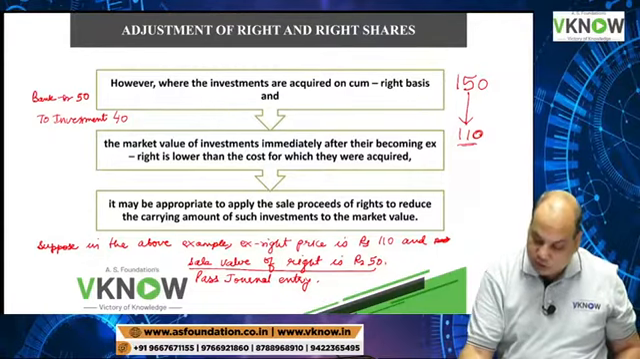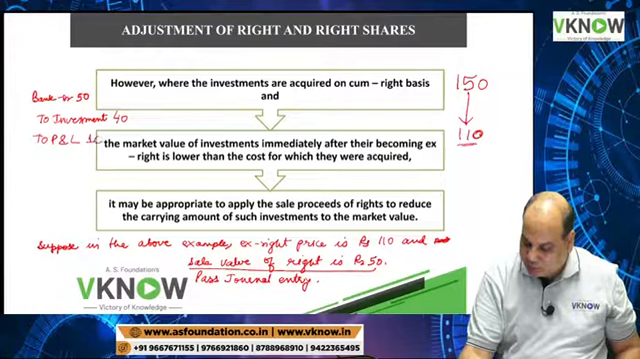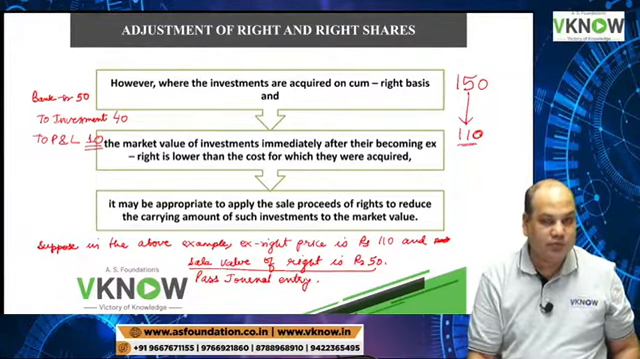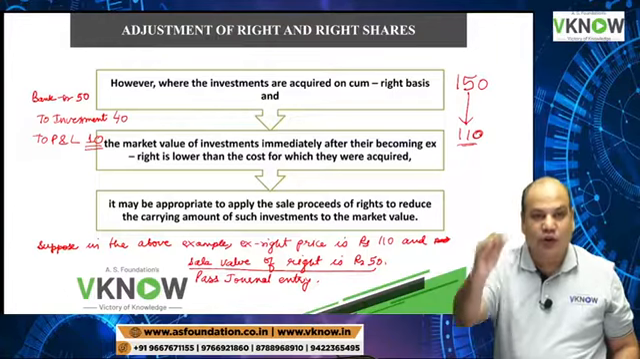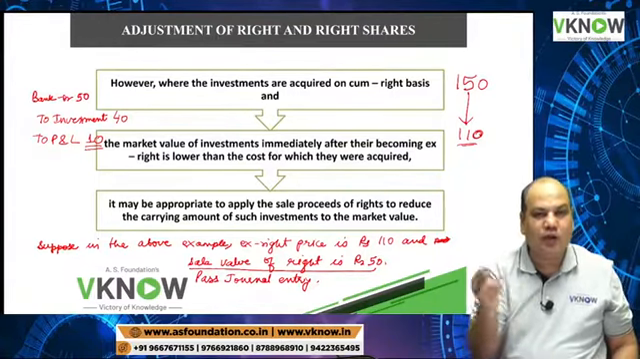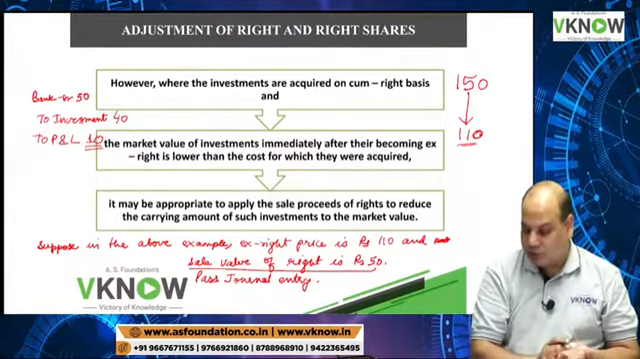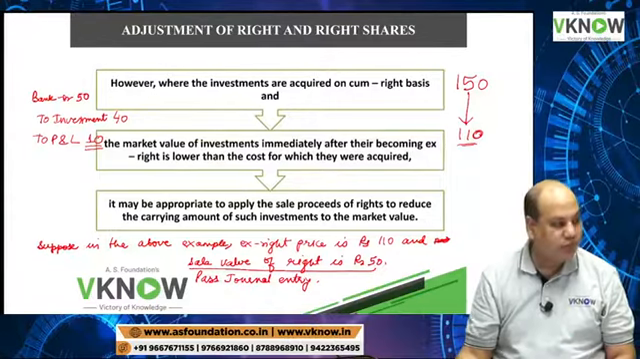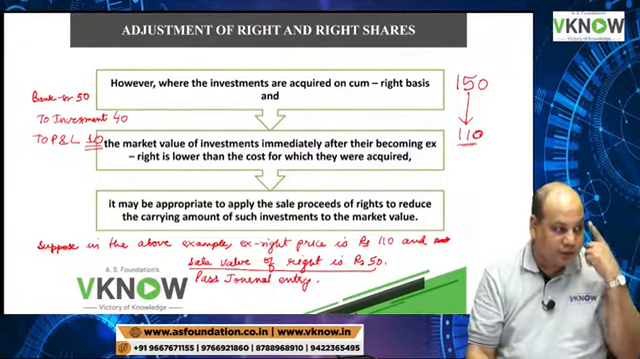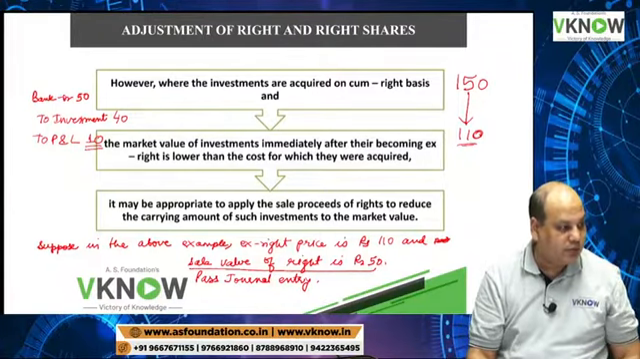What about the balance? Balance will be my income. So to P&L account. To the extent investment value falls after they are becoming ex-right, I will reduce. Okay, so noted. Yes, most of you got it right. Bank debit 50, P&L account 10, investment 40.